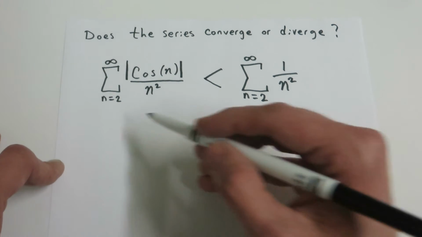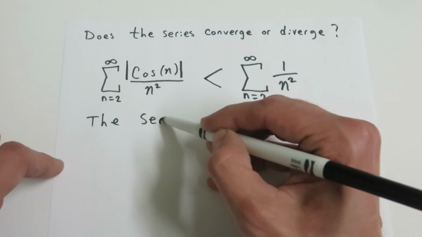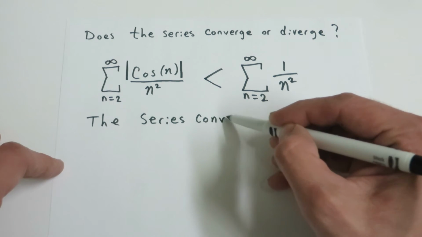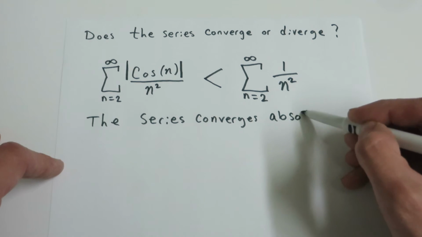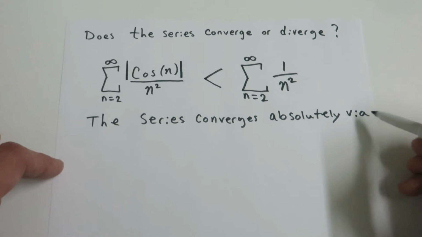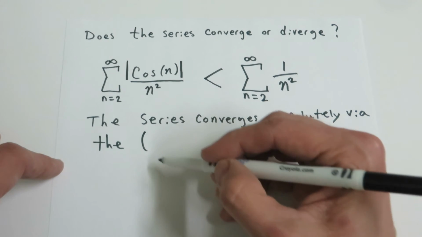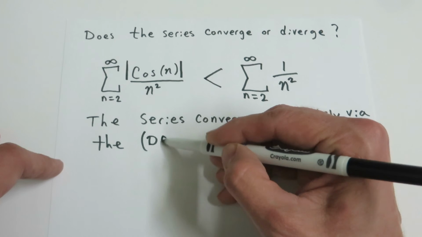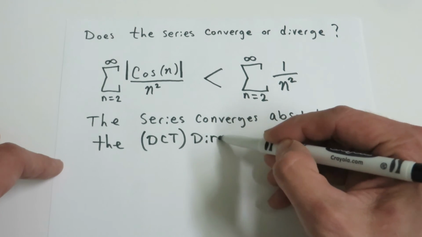So we could write the series converges absolutely via the, we could call it direct comparison test, or DCT for short. DCT, which stands for direct comparison test.